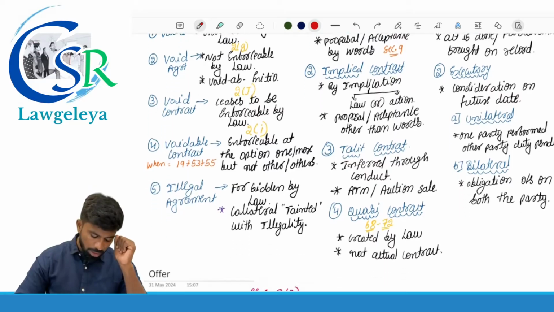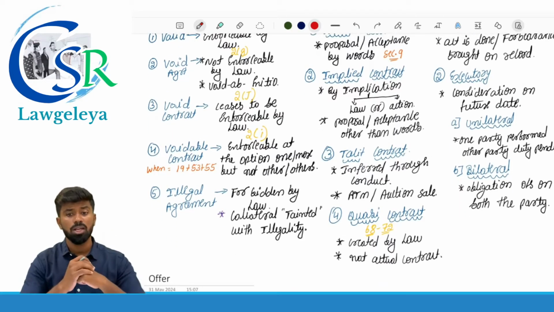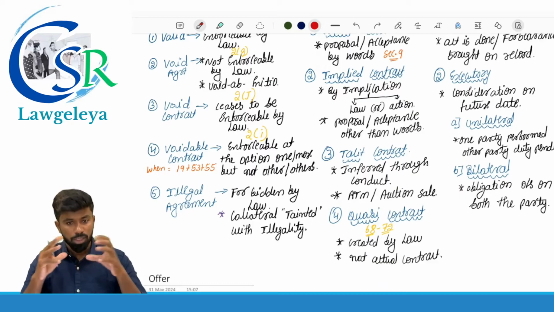Last one, illegal agreement. So what is an illegal agreement, sir? The agreements which are forbidden by law, or punishable by law, are called which agreement? Illegal agreements.